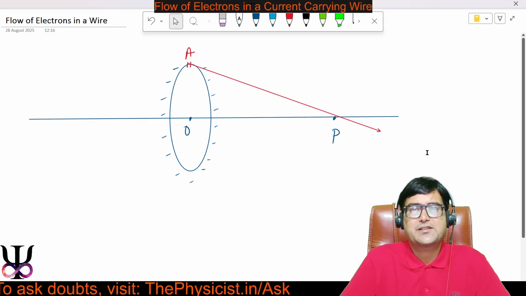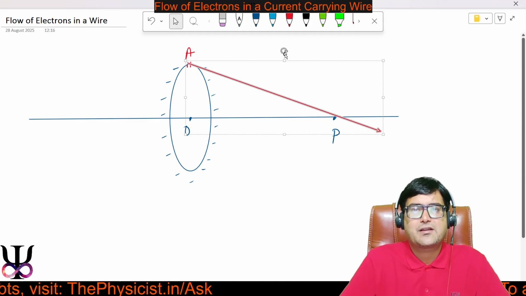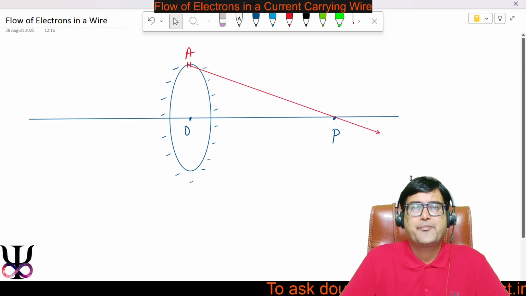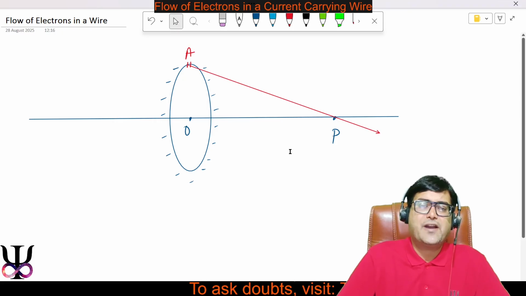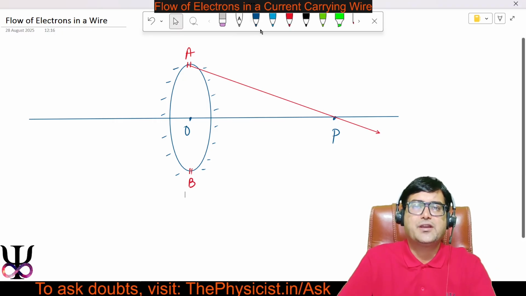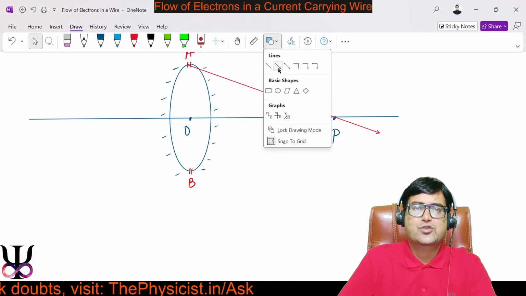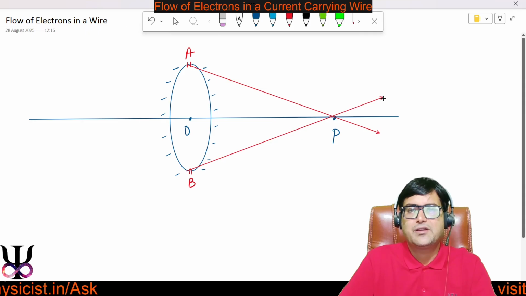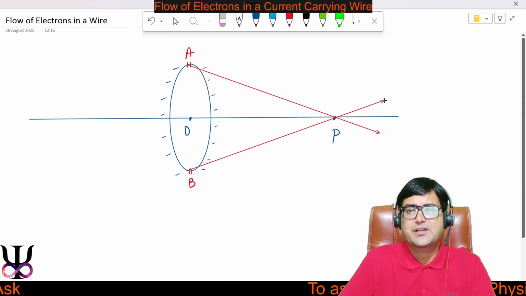Now, if I choose another point B which is diametrically opposite of A, this point B will also try to repel the same electron at P by the same force but with a different direction, right?